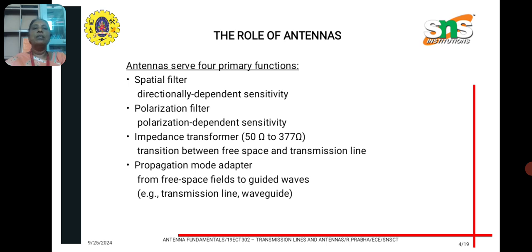For example, a feeder cable or a transmission line will have an impedance of 50 ohms, and the free space impedance is 377 ohms. In between these two, in order to convert the 50 ohms to 377 ohms, the antenna is used, and it is an impedance transformer. It is also used as a propagation mode adapter, converting free space waves to guided waves.